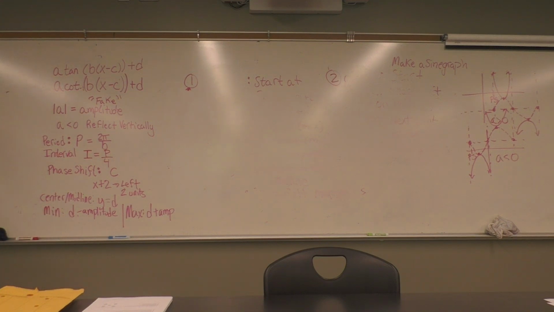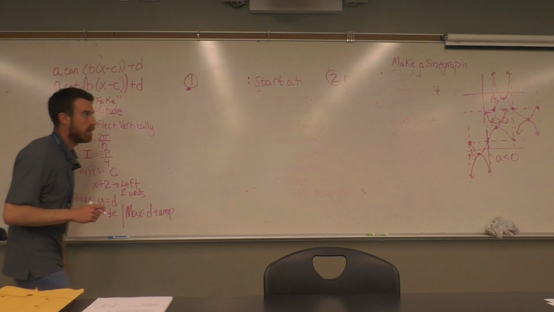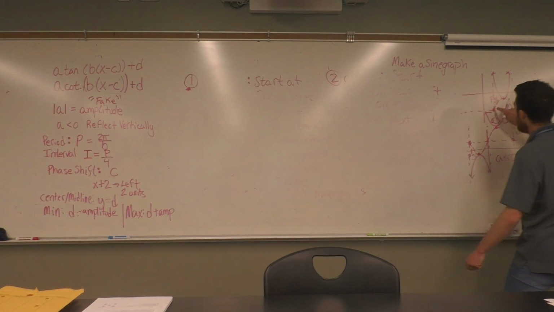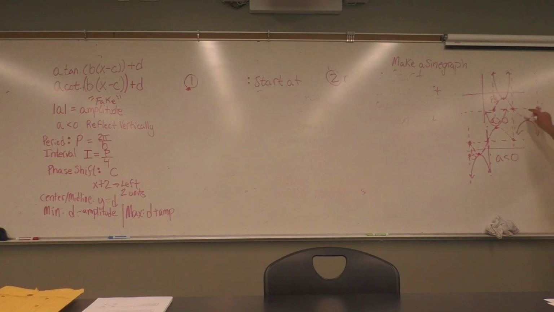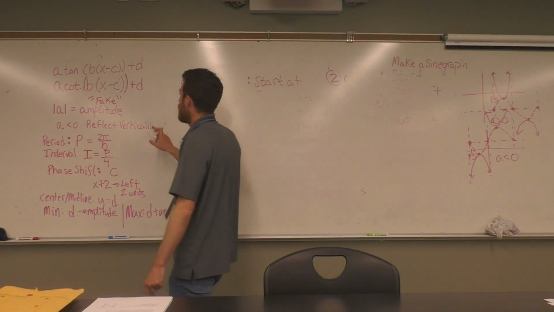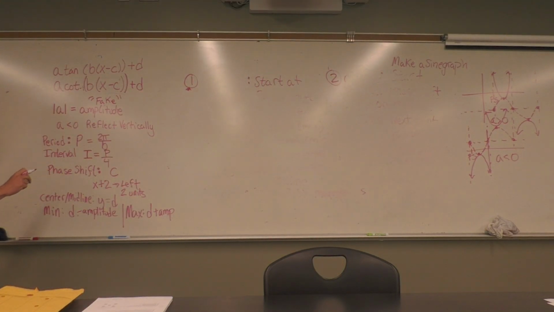A is still the fake amplitude. There is no real amplitude for tan or cotan. And even just to go back before I erase this, there is an amplitude, but we were graphing cosecant. And so this here, the value that I am away from the midline, is just something like an amplitude, a fake amplitude. It'll be the same in tangent. So A, the absolute value, is the fake amplitude. If A is negative, we do reflect vertically.